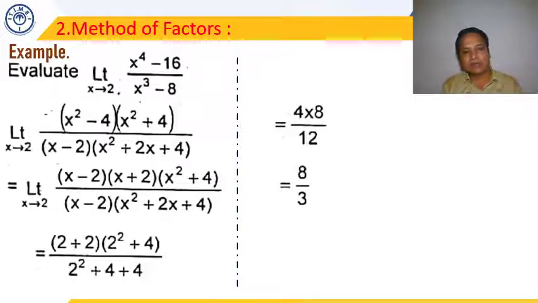So we factorize the numerator and denominator and remove that common factor which is making an indeterminate form. So we remove that part.